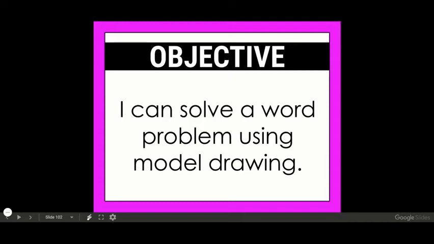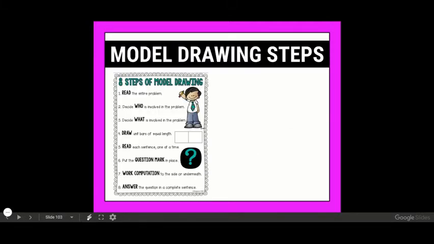The objective for today is I can solve a word problem using model drawing. So we're going to use all those steps in order to answer a word problem. So remember, we have 8 steps. Here are all of the 8 steps, but do you remember my saying that I used to help us go through these steps? Remember, it's real, wise workers, do problems, quit complaining about it, silly.